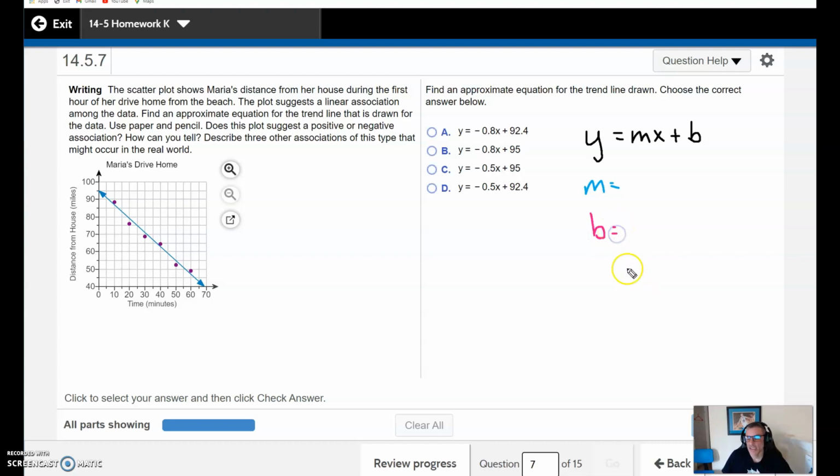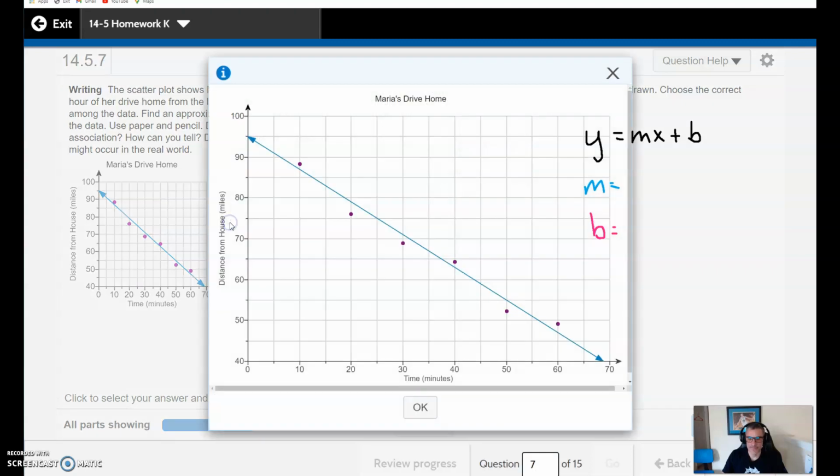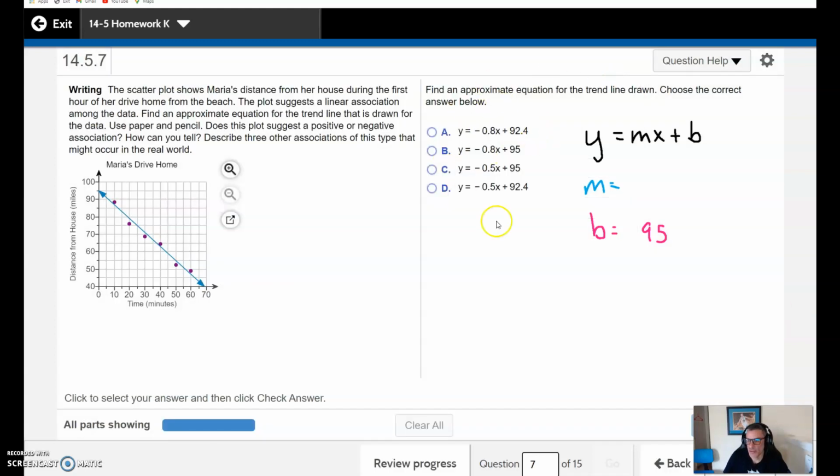Again, I like to start with the y-intercept. It is easy. I zoom in on my graph here. Here's my y-axis. I go down. This is 90, this is 100, so this is 95. So I know that my y-intercept is 95. And just like before, that allows me to immediately eliminate some choices. We know it can't be this one, and we know it can't be this one. So really, we're trying to figure out, is the slope of this blue line negative 0.8 or negative 0.5?